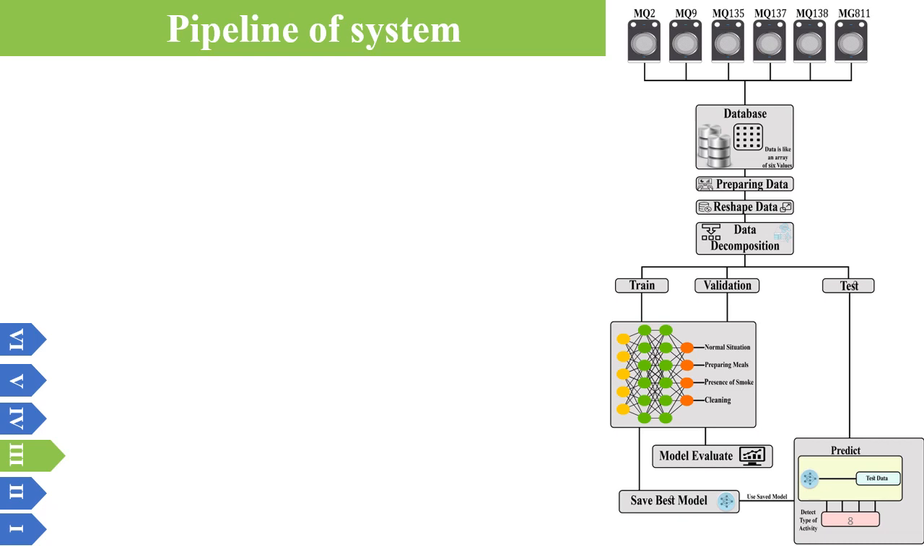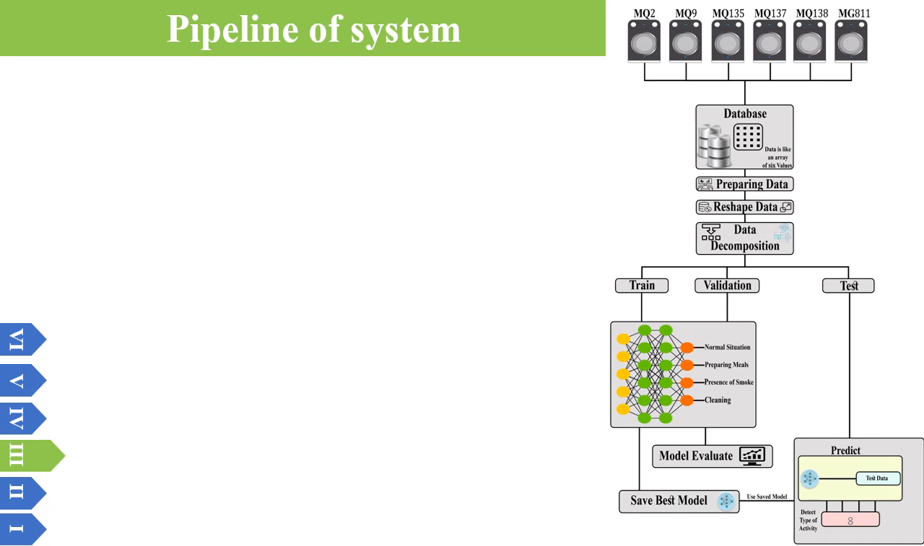In the first step of our system, we use an available dataset. To record it, the owner of this dataset used some sensors: 5 sensors from the MQ family and 1 sensor of the MG family. The output of these sensors gives us some values, which are recorded in an array and saved as a CSV file.